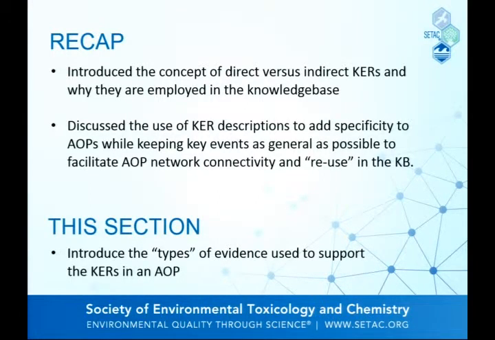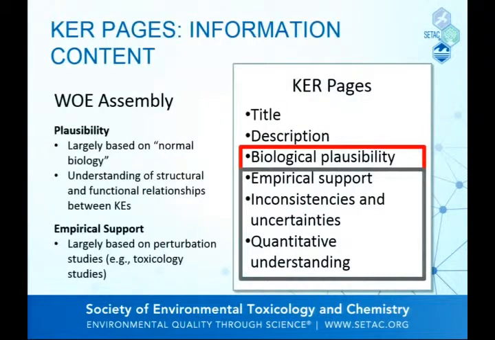So what I want to get into in this section is really introduce the different types of evidence that we use to support the key event relationships. Because on the key event relationship pages of an AOP description, this is the bulk of the information that's going to be there. And this is really the scientific underpinnings for extrapolating along the AOP. I mean, this is what it comes down to, really, is this biological evidence that we have. So there's two main types of evidence that we include on the key event relationship pages. One of those is plausibility, and the second is empirical support.